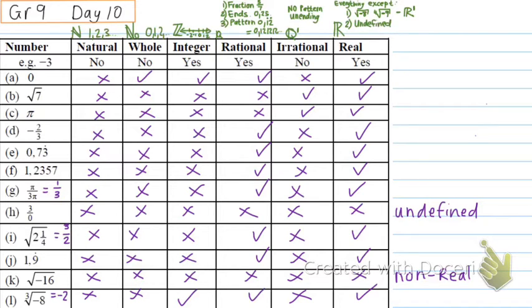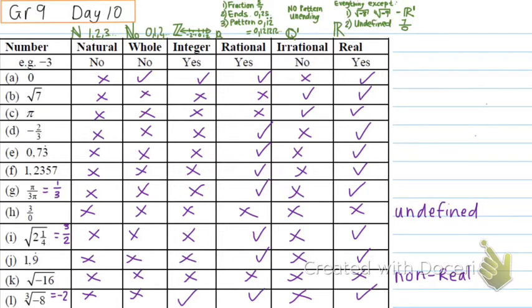The only way that we can get undefined numbers is if we divide by 0. So any number divided by 0 will give us undefined. The rest is real. So what did we see then? All the numbers, natural, whole, integer, rational, and irrational numbers, are all real numbers. It's only those two that are not real numbers. The non-real numbers and the undefined numbers.